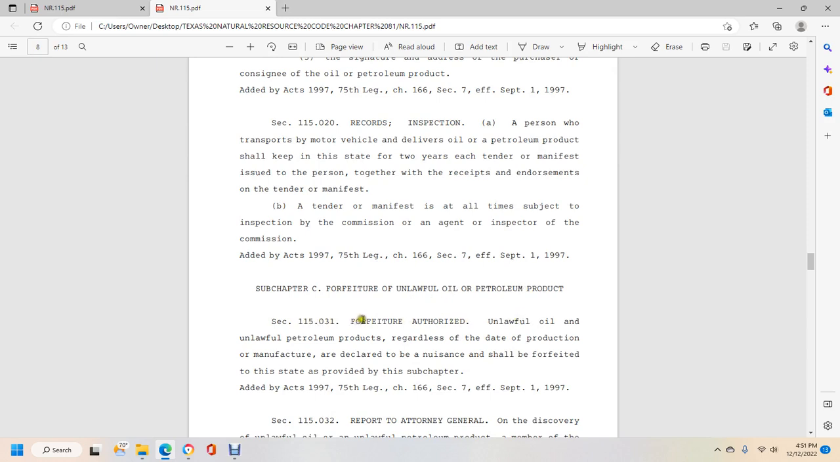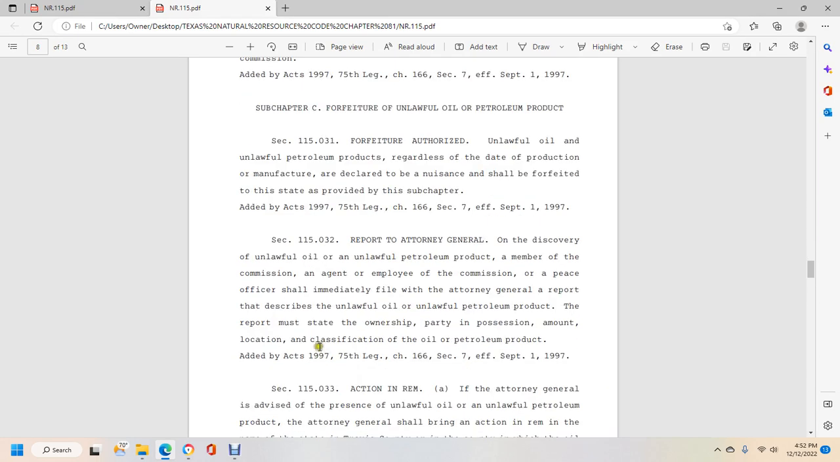Subchapter: Forfeiture of unlawful oil and petroleum product. Section 115.031, forfeiture authorized. Unlawful oil or unlawful petroleum product, with regard to the day of its production or manufacture, that is declared to be a nuisance shall be forfeited to the state as provided in this subchapter. Acts of 1997.